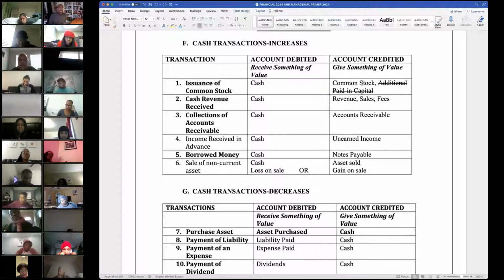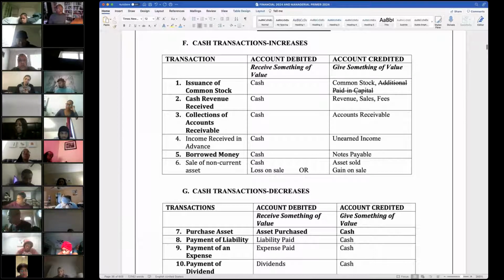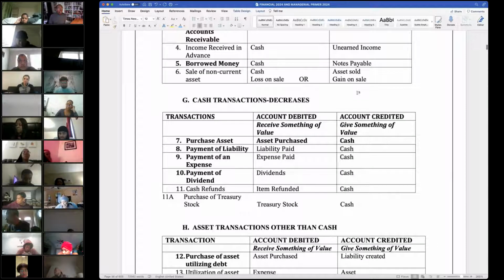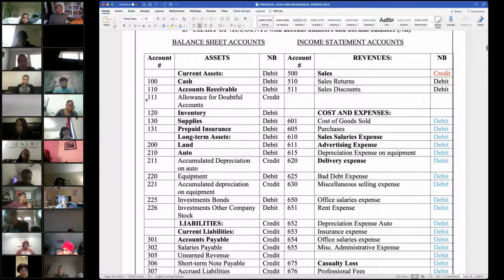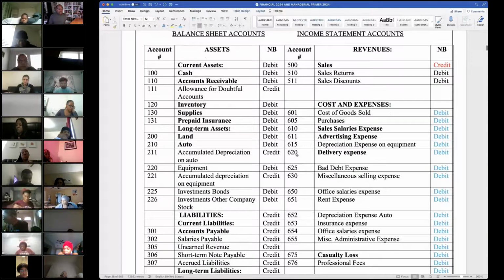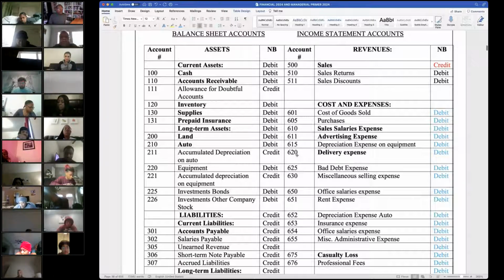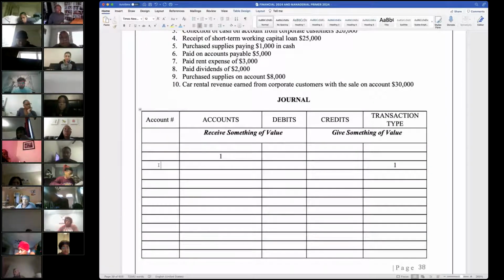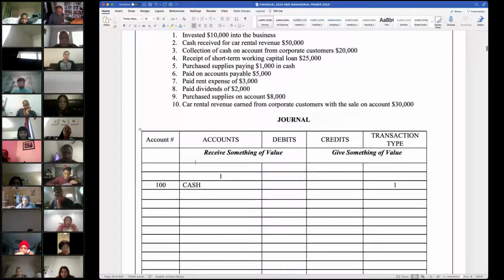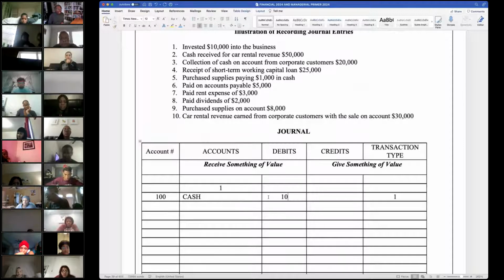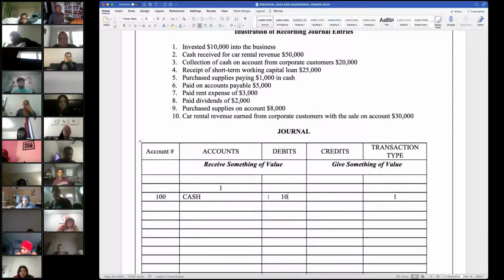So we read the transaction, we said it was a type one. In a type one, we debit cash and credit common stock. Now we need to go down here to the chart of accounts and get the numbers. Cash is what? 100. Common stock is what? 400. So let's make this journal entry. We're going to debit cash $10,000. And we're going to credit common stock for 10,000.